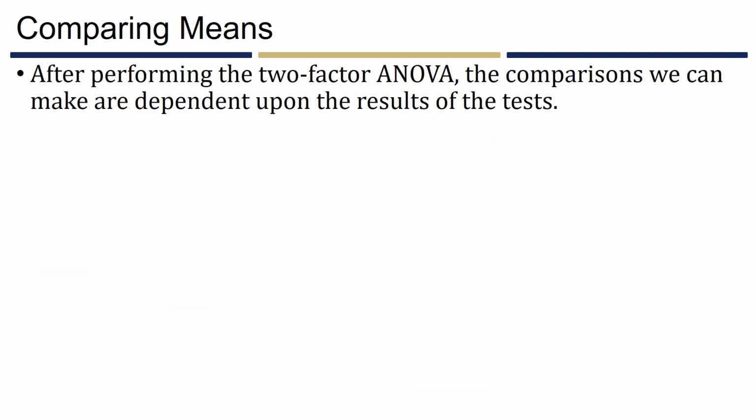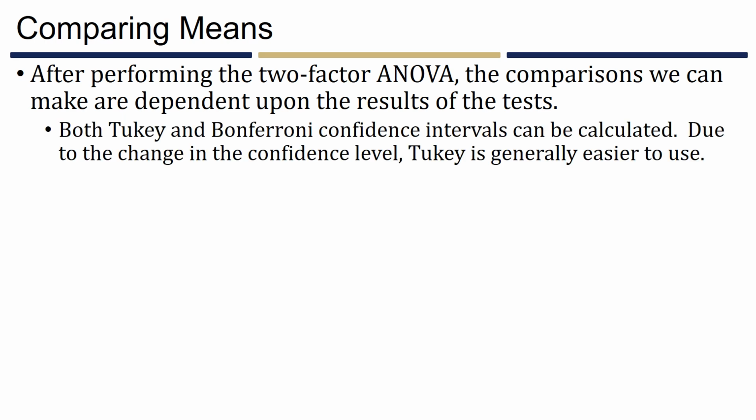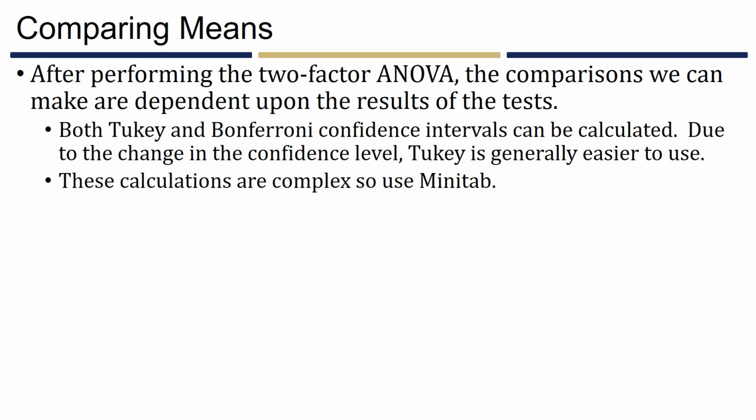Now let's talk a little bit about comparing the means, because we have a couple decisions that we need to make. After performing the two-factor ANOVA, the comparisons that we can ultimately make depend upon the results of the tests. Now, we can use either Tukey or Bonferroni confidence intervals, but because Bonferroni requires us to change the level of confidence, Tukey is generally easier to use. But all of these calculations are complex, so it's best to use Minitab anyway.